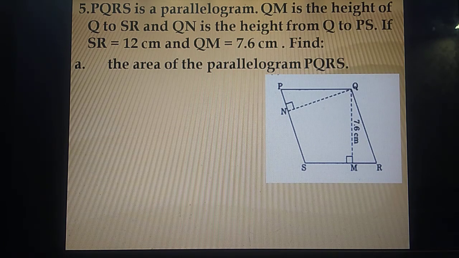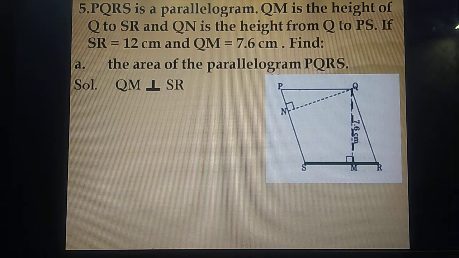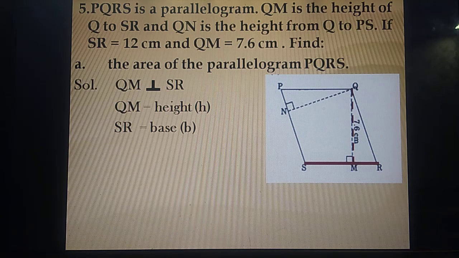Here, the values given to you are SR and QM. QM is the perpendicular line falling on SR. They both are perpendicular to each other, so QM is making 90 degrees. So here QM is the height, and it is falling on SR, so SR is the base. Using these values, we will find the area of the parallelogram as base into height.